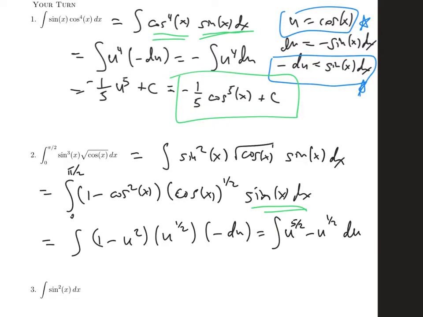Now note I forgot to change my limits of integration. I typically do that. You don't have to. You can always just get the answer all the way back in terms of x and use 0 and pi. But let me just point out up here that when x is 0, u is 1, and when x is pi over 2, u is 0.